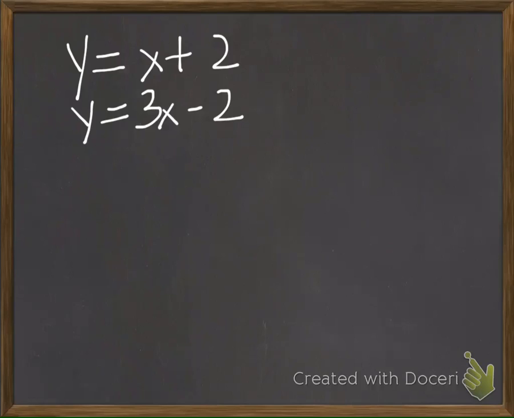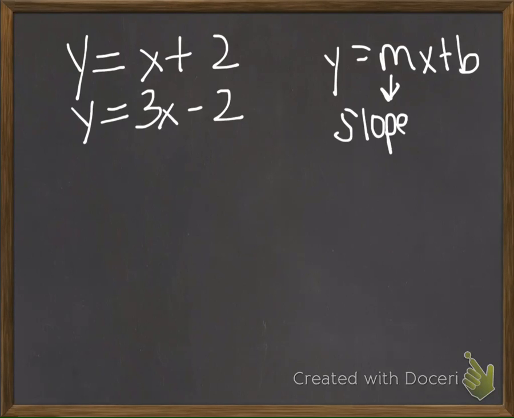All right, so the first one we do, what do we look at? These are already in slope-intercept form. So you've got y equals x plus 2. Slope-intercept form is what? y equals mx plus b, okay? y equals mx plus b. What is your m? Your m is your slope. Okay? And what is your b? Your y-intercept.